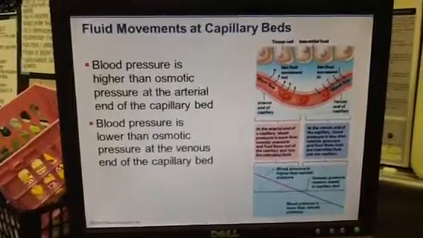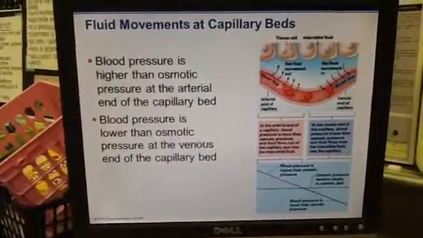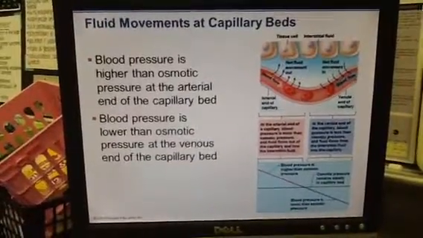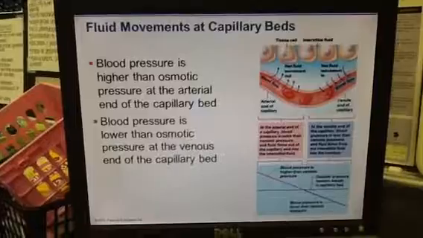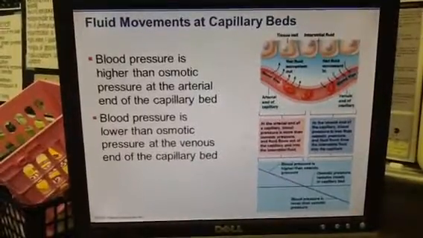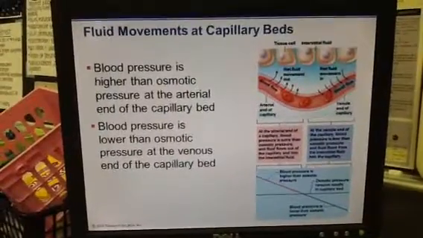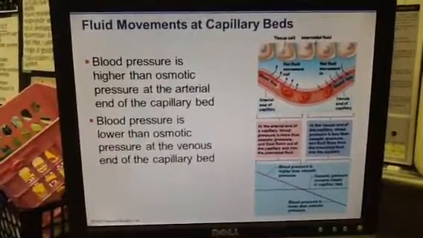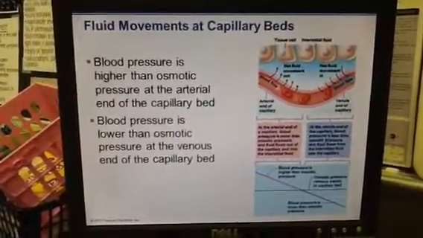But not all of the fluid is reclaimed by the venous end of that capillary bed, and that's the job of the lymphatic system, which although it's chapter 12, we may be skipping it for just a moment to get to digestive and respiratory. But the lymphatic system is going to actually help pull that tissue fluid and reclaim it.